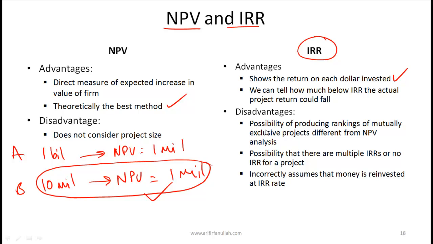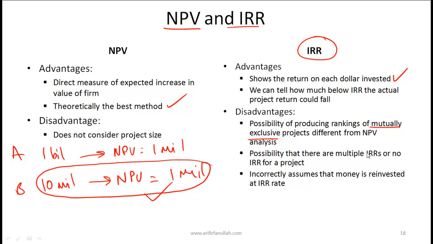Disadvantages: the possibility of producing rankings of mutually exclusive projects different from NPV. So as you saw with the NPV profiles, it is possible that if we have mutually exclusive projects, then IRR gives a result different from NPV. If that happens, go with NPV.